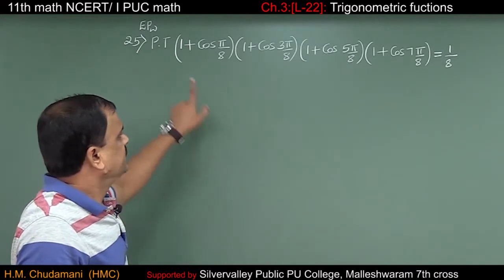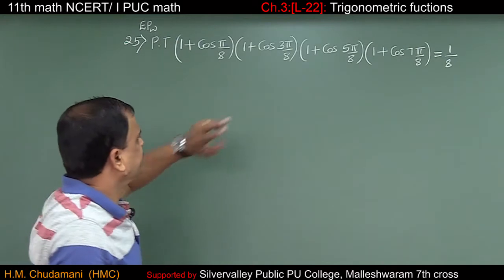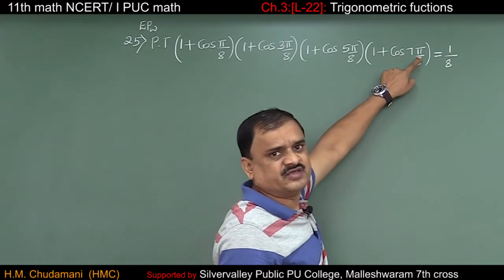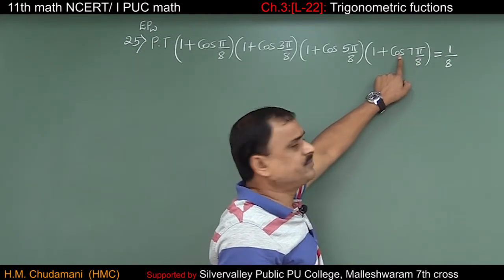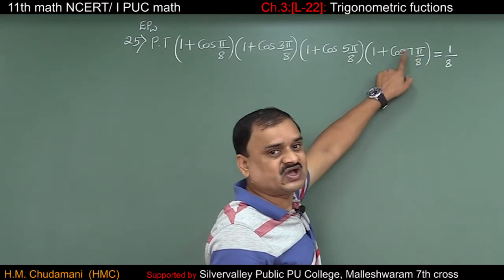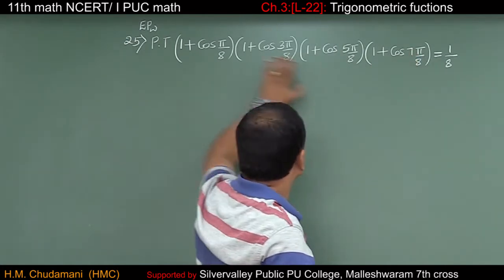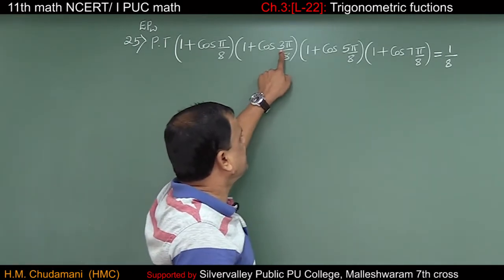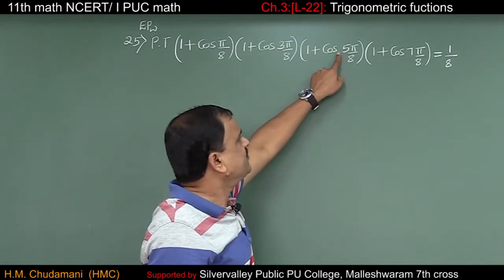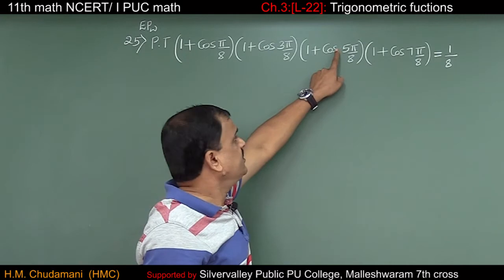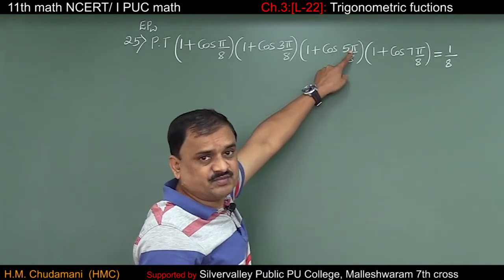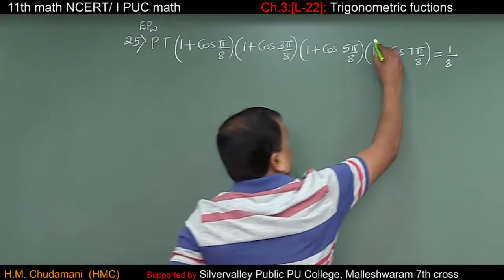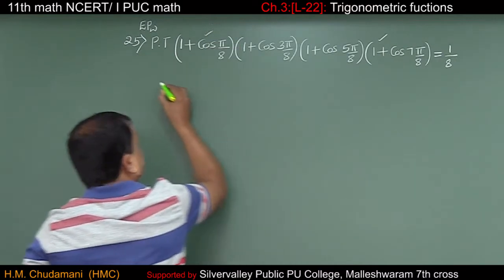So to prove this, I'll take the left hand side. See here, 7 pi by 8 can be written as pi minus pi by 8. Cos of pi minus pi by 8 is minus cos pi by 8. So 1 minus cos pi by 8, 1 plus cos pi by 8, you can group these two. And 3 pi by 8, here we can write pi minus 3 pi by 8. I just group these two, I just collect these two together.